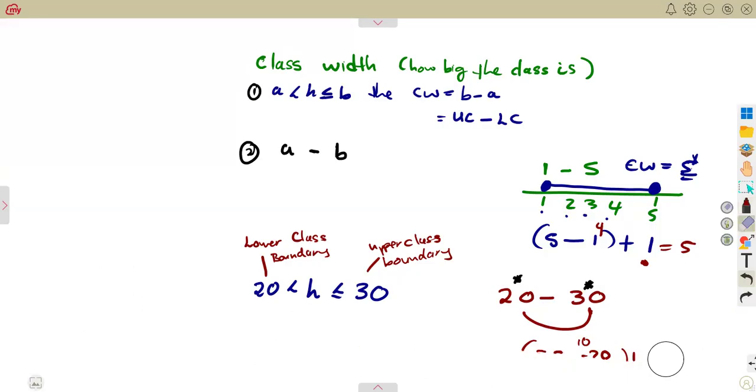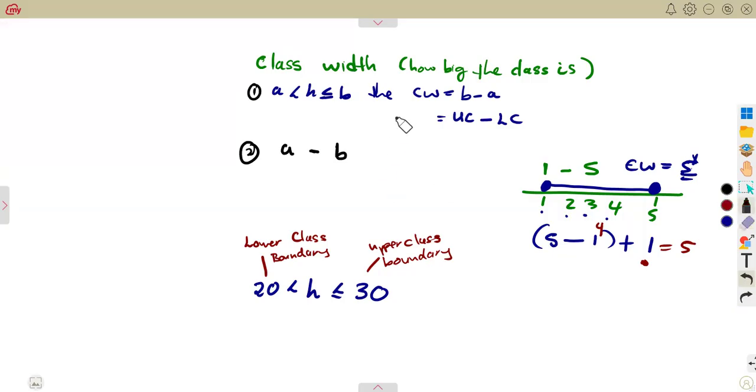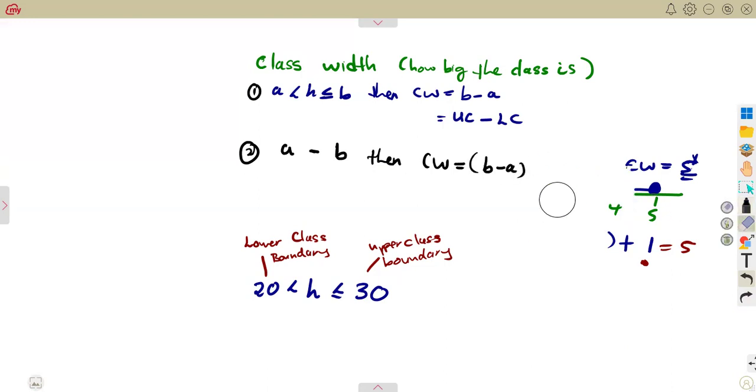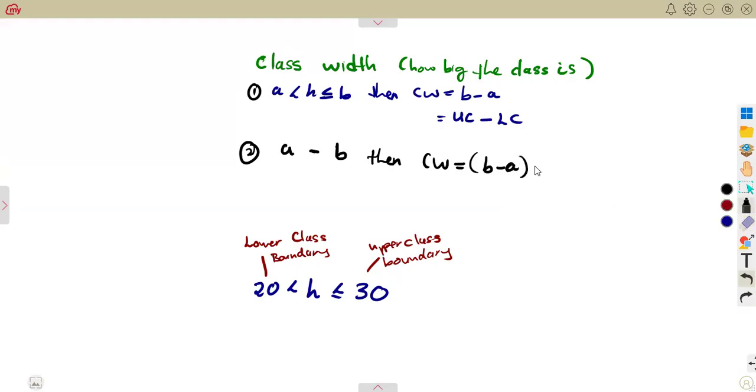So be careful with the presentation that you're given. In this case, if it is like this, then let's just say if this is 10, then the class width is going to be equal to B minus A plus 1. So you're going to add a 1 when it is like that. It's B minus A, whatever you get, you must add a 1. Meaning that is upper class minus the lower class plus a 1.